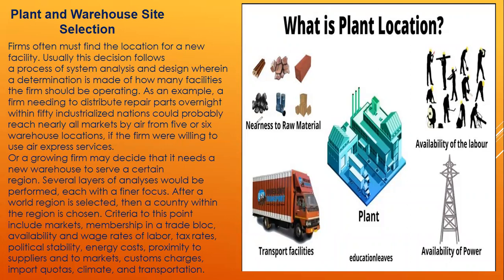So for example, here is your factory located. This is your factory location. First you need power to run this factory, so this facility needs to be arranged. Then transport, then raw material nearby, then availability of labor. These are the basic requirements to run the plant.